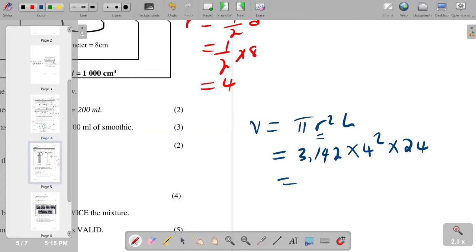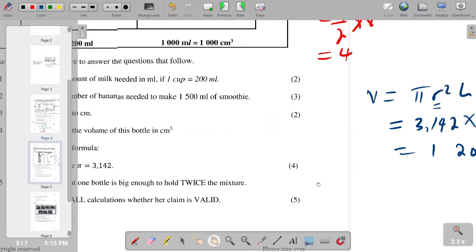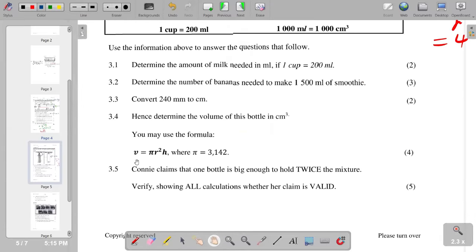So this is what we have on that part. So your final answer becomes 1,206.528, and it will be cubic centimeters. So we go back to the question. So this becomes our volume.